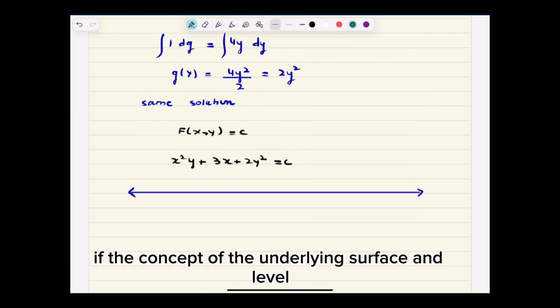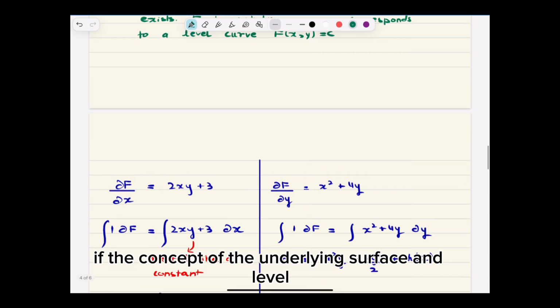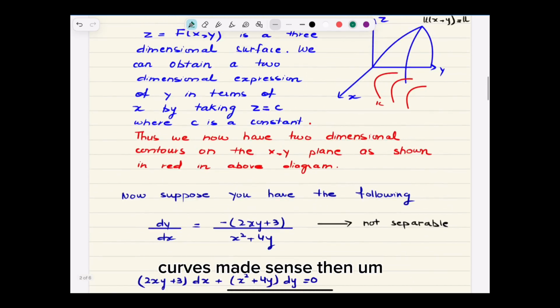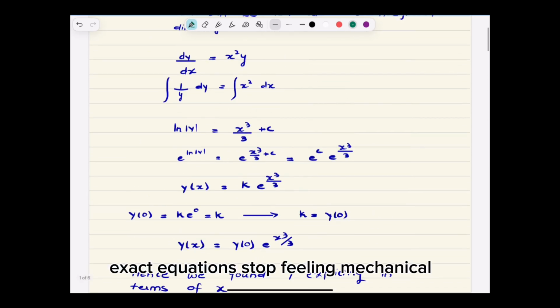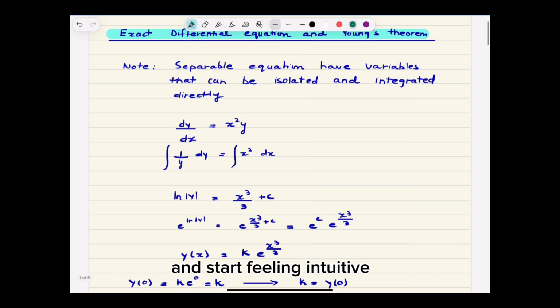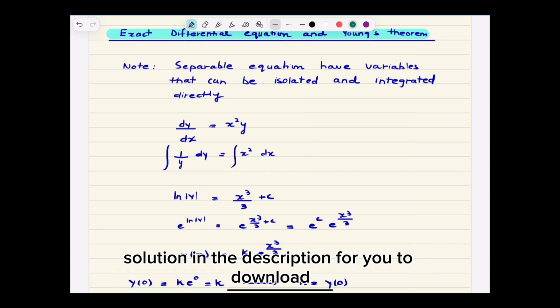If the concept of the underlying surface and level curves made sense, then exact equations stop feeling mechanical and start feeling intuitive. I'll place the notes and a worked solution in the description for you to download.